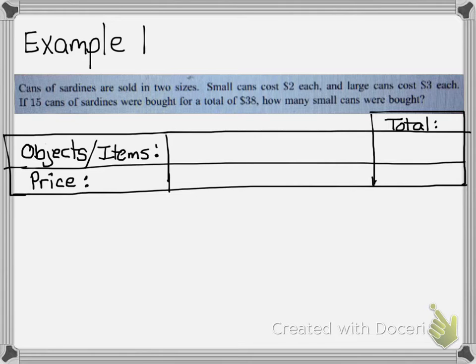It says cans of sardines are sold in two sizes. Small cans cost $2 each. Large cans cost $3 each. If 15 cans of sardines were bought for a total of $38, how many small cans were bought?